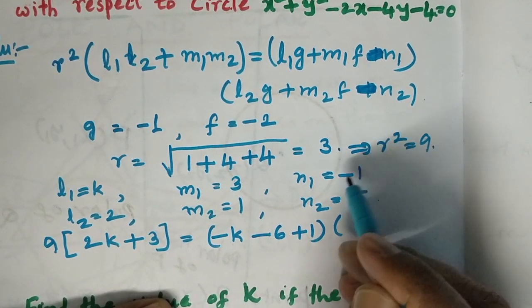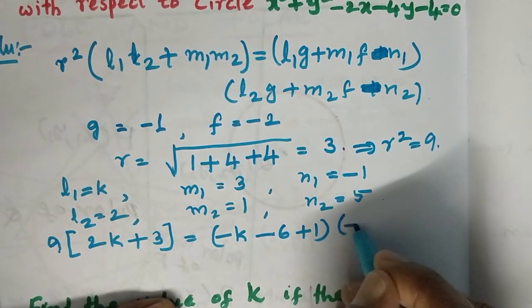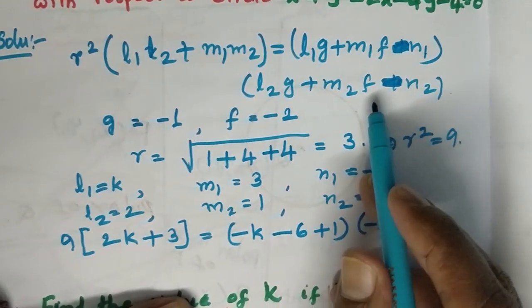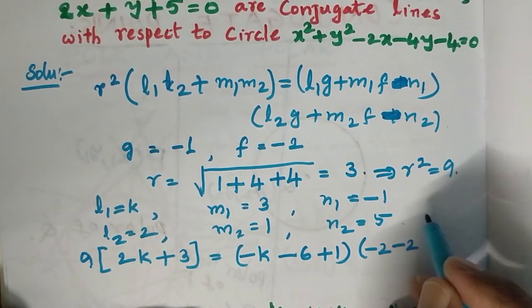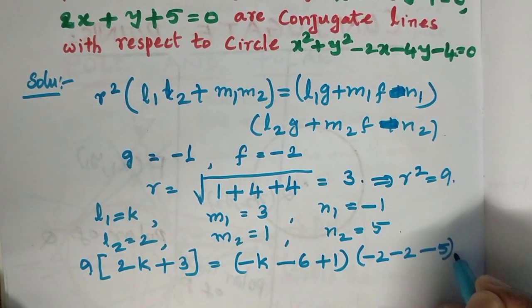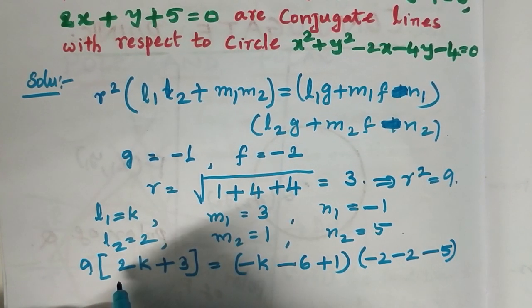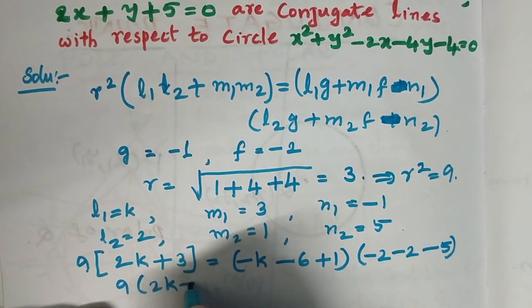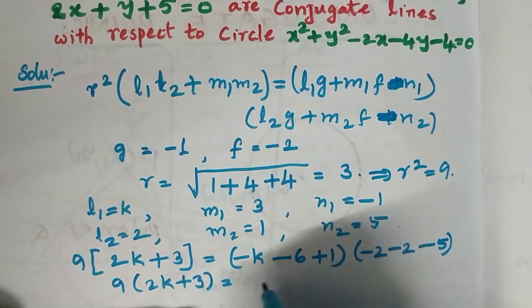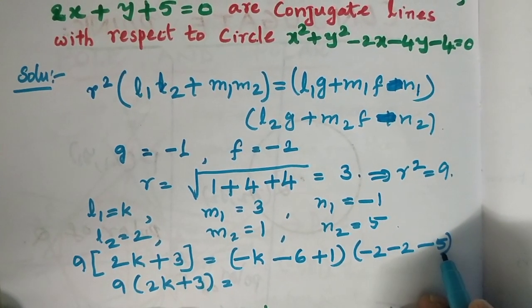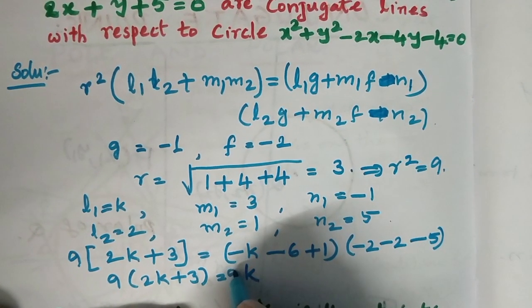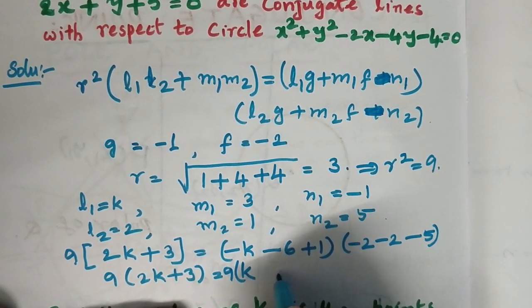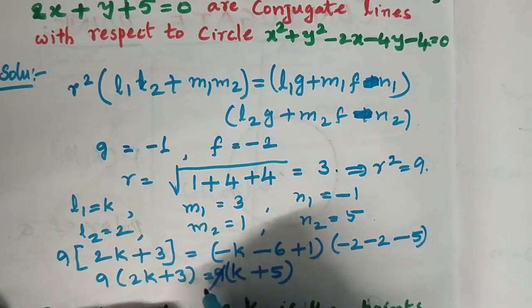L2 g, 2 into minus 1, minus 2, plus M2 f, 1 into minus 2, that is minus 2, minus N2, that is minus 5. So 9 into 2k plus 3 is equal to, this is minus 9, that minus multiplied with this, k, 9 into k, minus 5 becomes plus 5, this 9 and this 9 get cancelled.